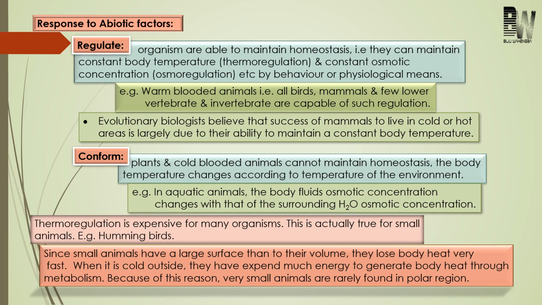Okay, and conformers are usually represented by plants and some lower animals. Okay, this is something about conformer. Next, let us discuss one important point, that is thermoregulation. So thermoregulation is actually the regulation of temperature, and this thermoregulation is an energy consuming process, and how much energy will be consumed during thermoregulation also depends on surface area. That means this heat loss or heat gain is a function of surface area.